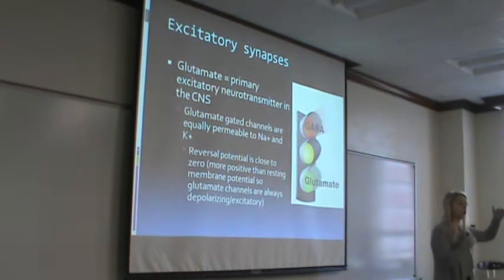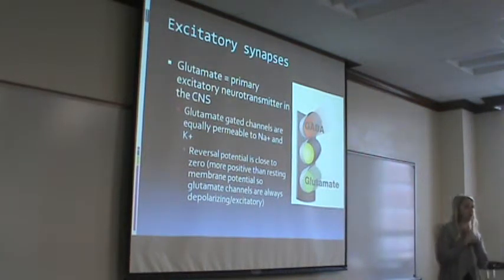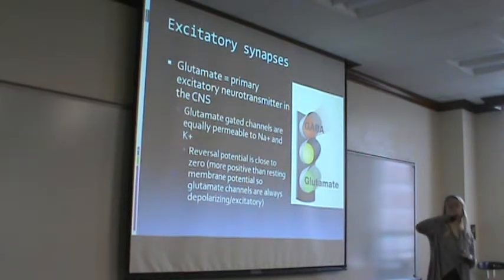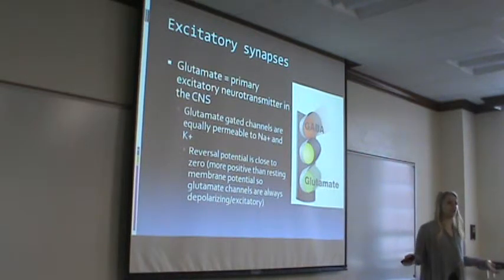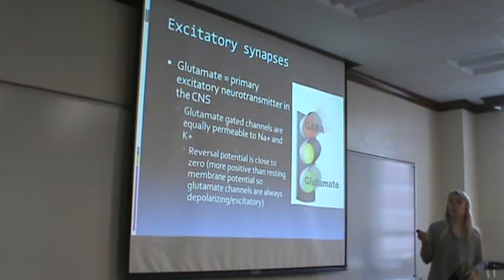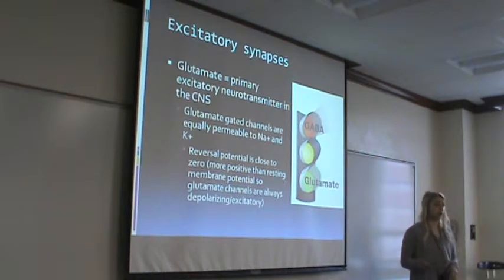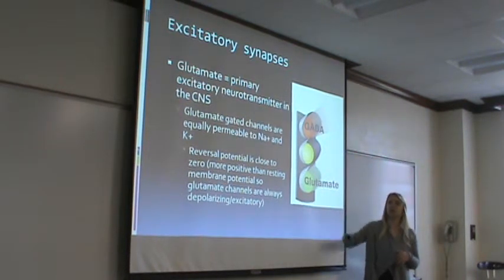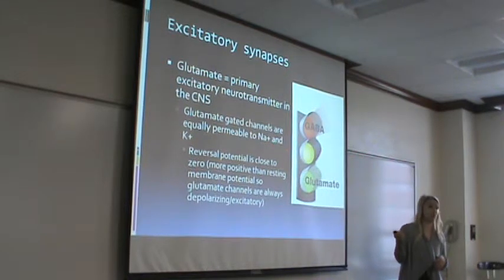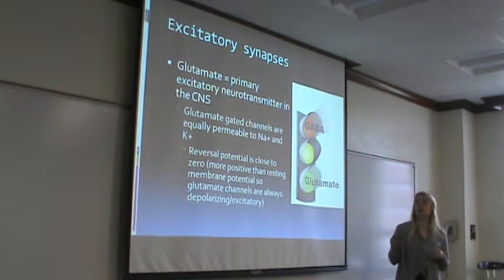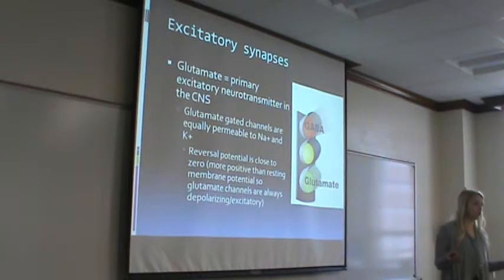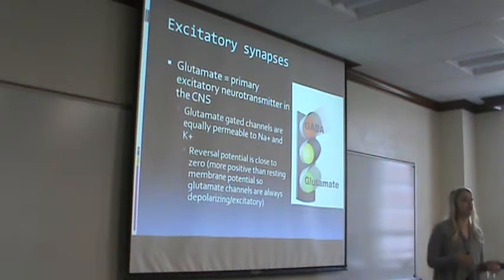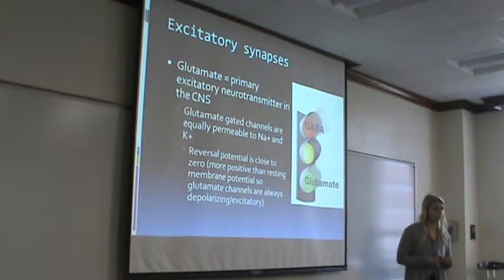And so when you think about where your threshold is, down there around -40, if your potential when glutamate-gated channels are open is going to be close to zero, you're going to get an action potential, right? That's what makes these glutamate-gated channels excitatory. So main points: it's equally permeable to sodium and potassium, and this equal permeability causes the reversal potential to be more positive than the resting membrane potential, more positive than the threshold, which is going to cause a depolarization, and it's going to cause an action potential.